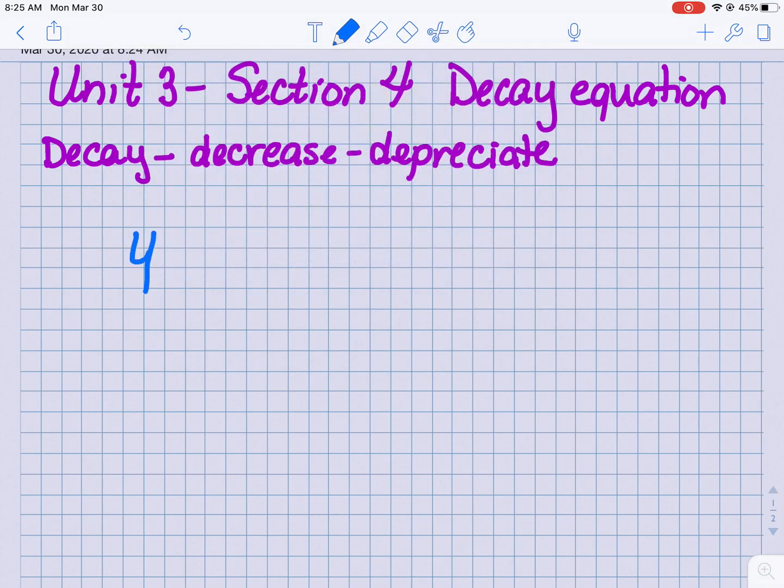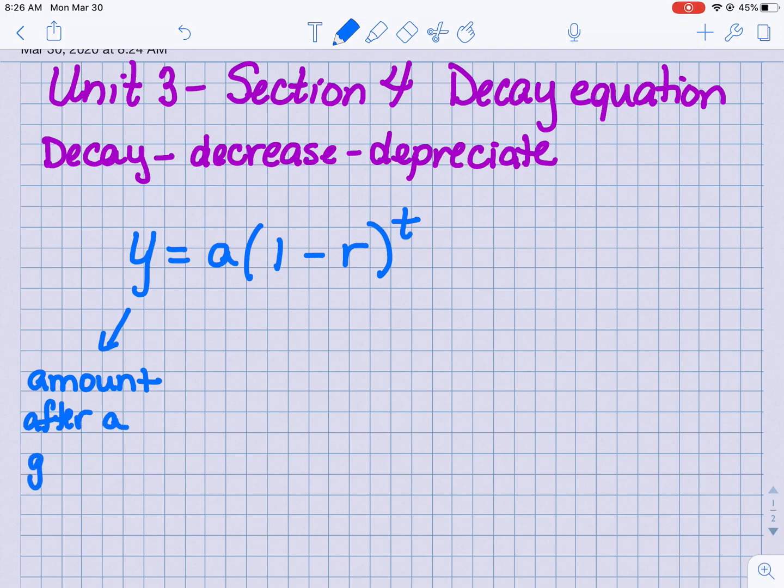So we still have the same exact equation, y equals a parenthesis 1 minus r close parenthesis raised to t. All the letters still stand for what they stood for in the growth equation. So y stands for amount after a given time. A stands for initial or starting amount.